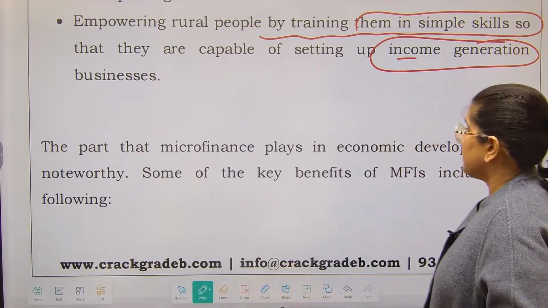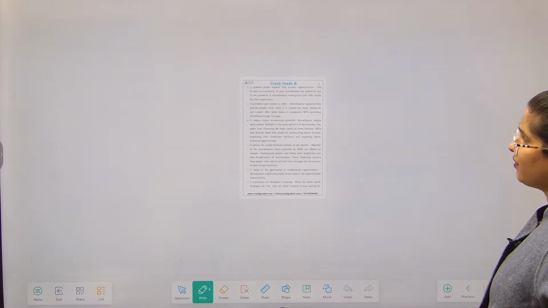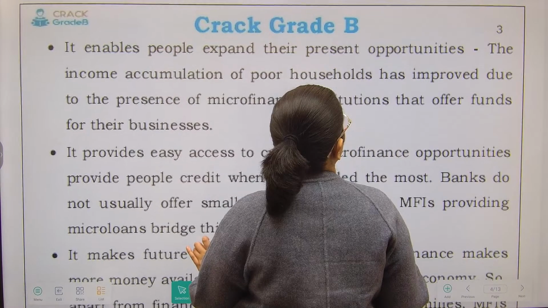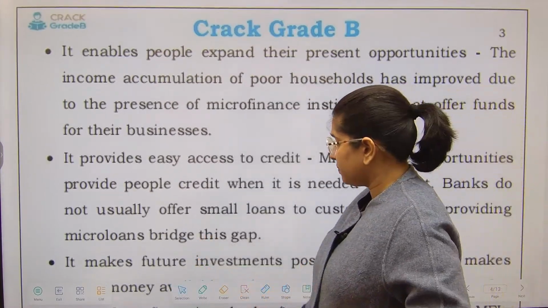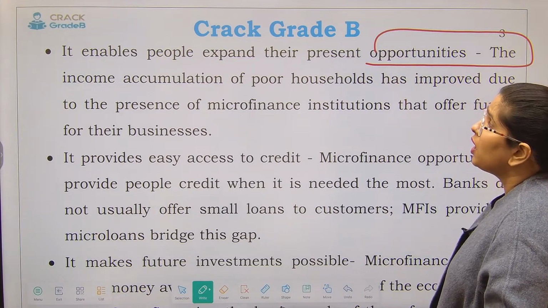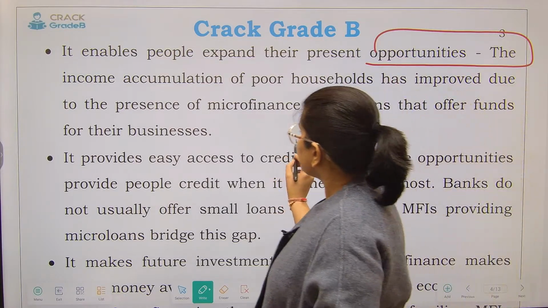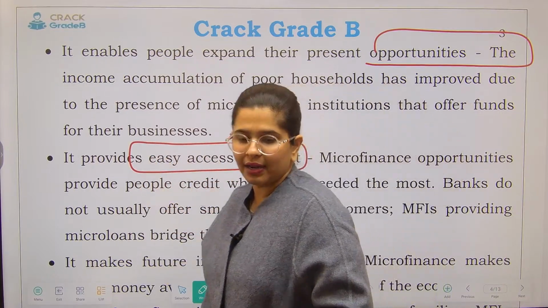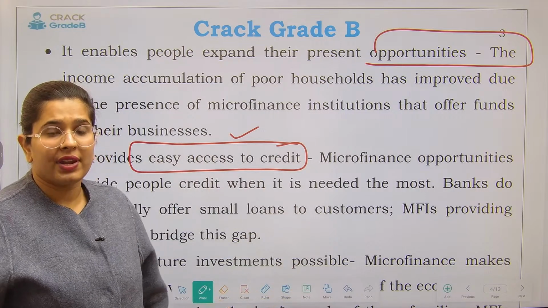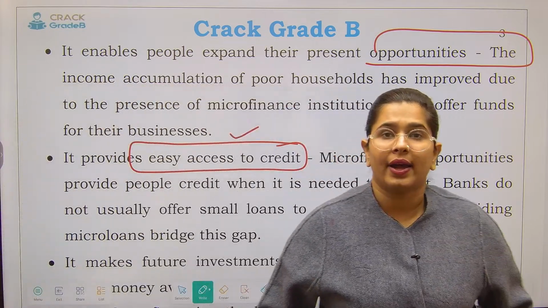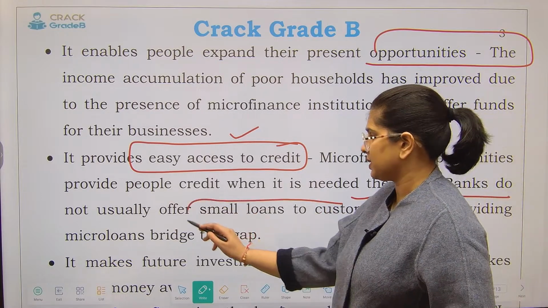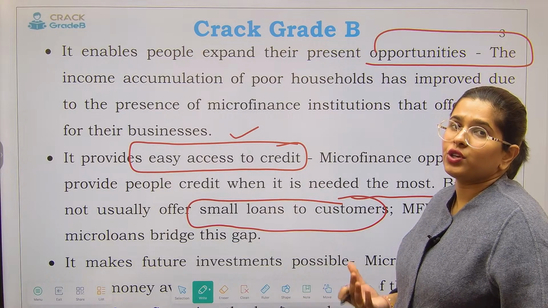Now, the part that microfinance plays in economic development is also noteworthy. Now, what are some key benefits? Let us see. See, it enables people to expand their present opportunities, that is, income accumulation of poor households. In the presence of microfinance institutions, it provides them easy access to credit, right? The self-help group and bank linkage program aims at this particular thing only, where microfinance institutions link with the self-help groups and provide them finances as well. So they provide people credit when it is needed the most. Banks do not usually offer small loans to customers, right? But this is the gap where microfinance institutions come in and fill it.